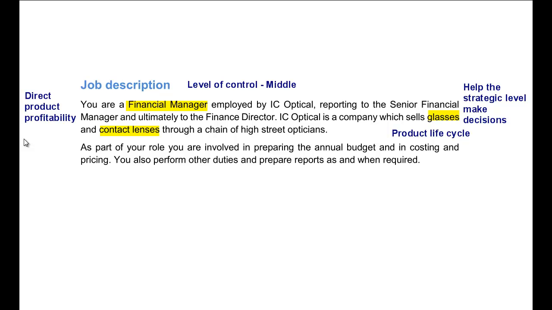And the type of product that they sell also dictates the marketing strategy. For example, if Optical sells very generic glasses, then perhaps it competes on price. If it sells very fancy glasses that differentiate themselves from others on quality, on the styling, things like that, then perhaps they are pursuing more of a differentiation strategy. So this ties in with your Porter's generic strategies. And the company sells these products through a chain of high street opticians. So of course this is the product place, as it were.